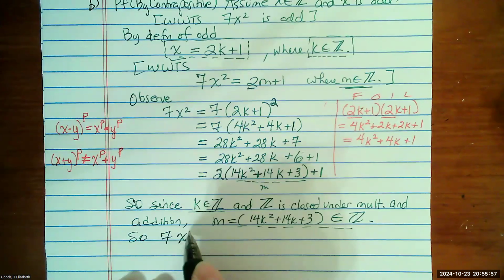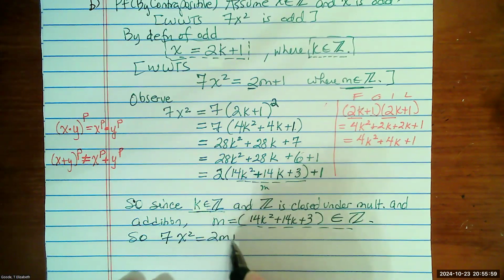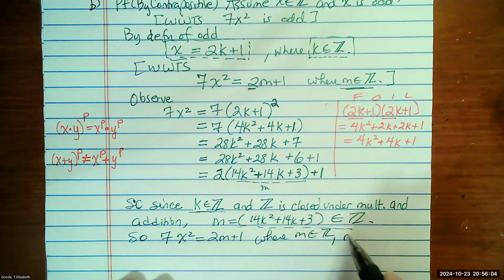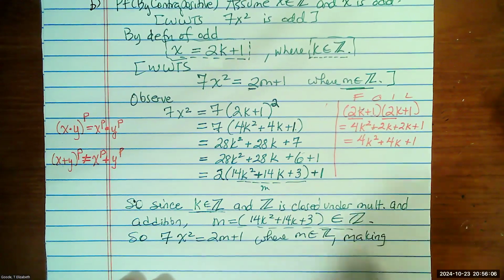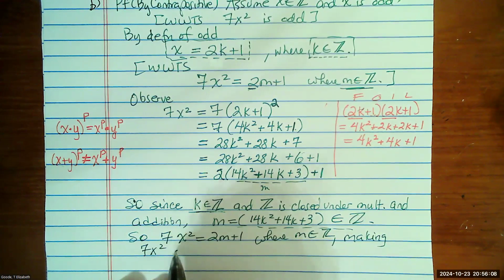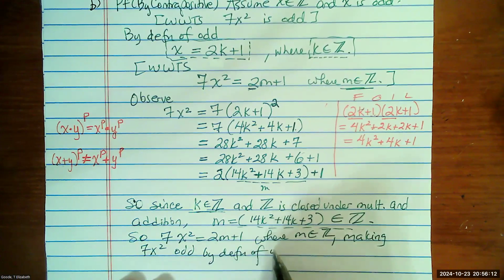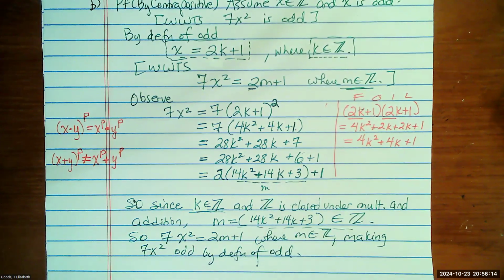So 7x squared equals 2m plus 1, where m is in Z, making 7x squared odd by definition. Odd. Nice. All right, so you got it.